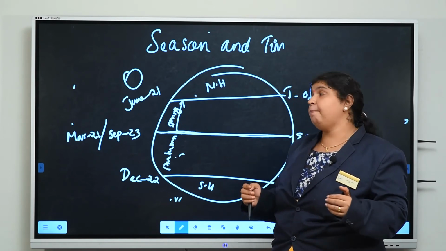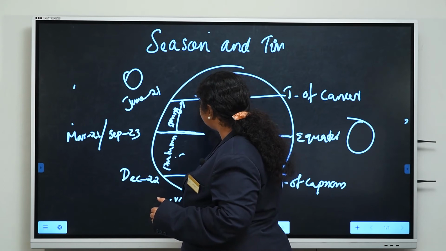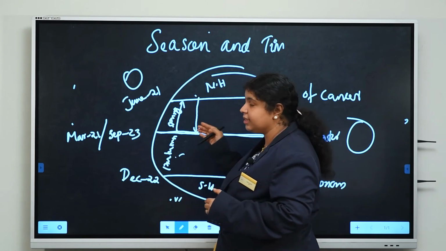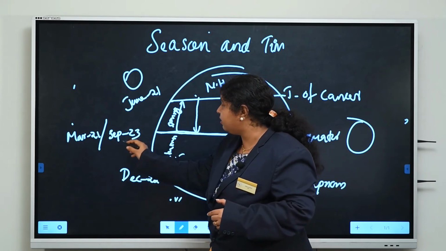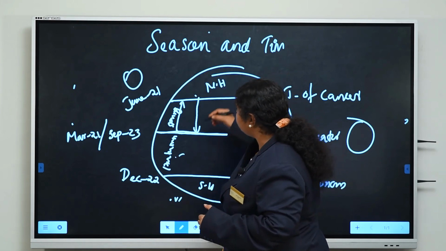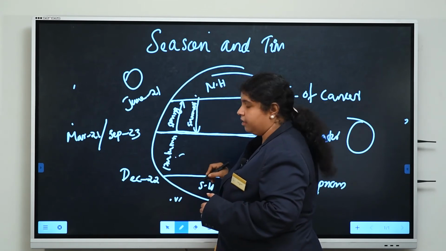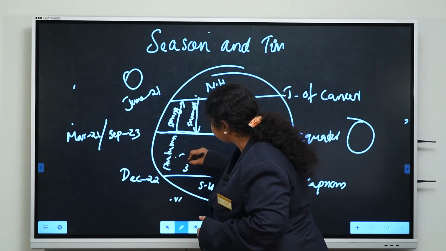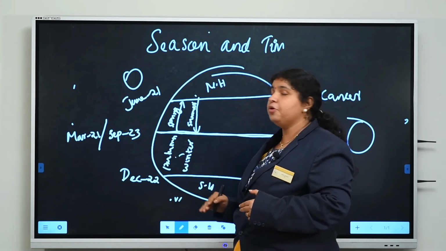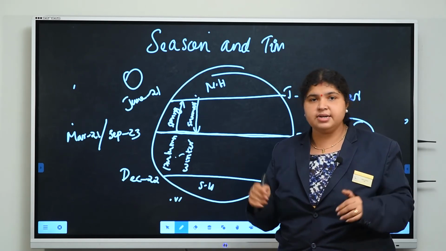Okay, then the apparent movement of the sun towards the equator. That means on June 21, the sun is over the Tropic of Cancer. Then it started its journey towards the equator. On September 23, the sun reaches the equator. Okay, this time the northern hemisphere experiences summer. That time the southern hemisphere experiences winter. And on September 23, again equinox happened. That means equal day and night.